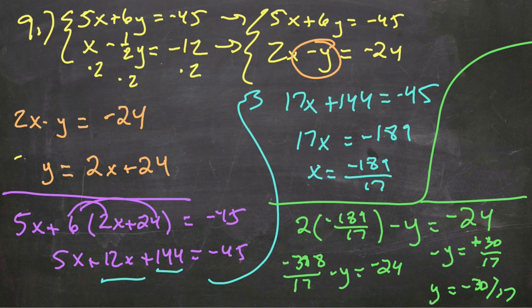So that's my ordered pair: negative 189 over 17. Actually, I'm pretty sure it's positive. Positive 30 over 17. And that's it for 9.